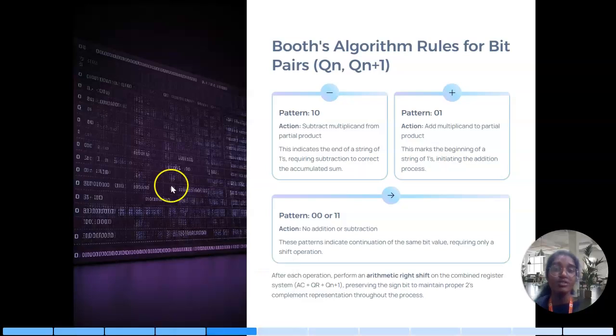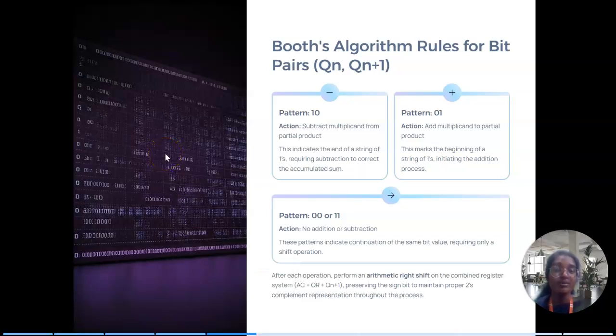Booth algorithm rules for bit pairs Qn, Qn plus 1. Let's see the patterns. Pattern 10: subtract the multiplicand from the partial product. This indicates the end of a string of ones, requiring subtraction to correct the accumulated sum. Next, pattern 01: add the multiplicand to the partial product. This marks the beginning of a string of ones, initiating the addition process.